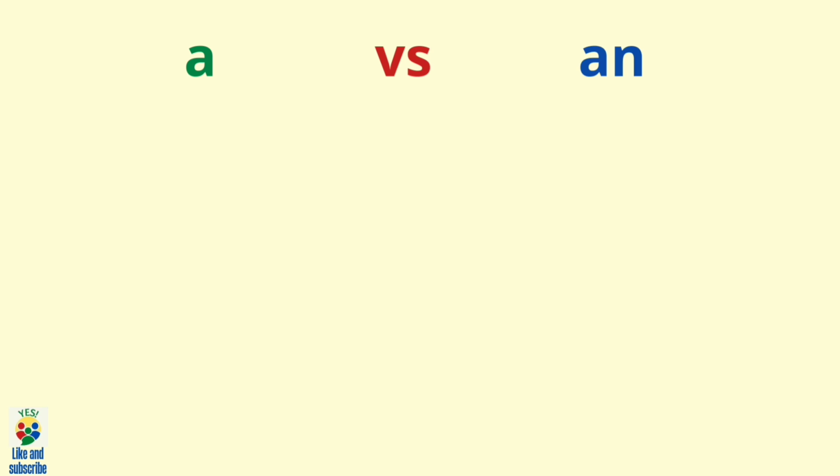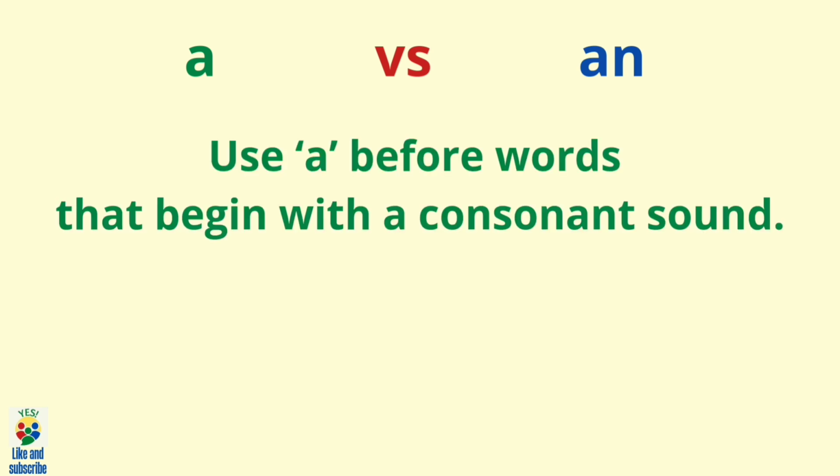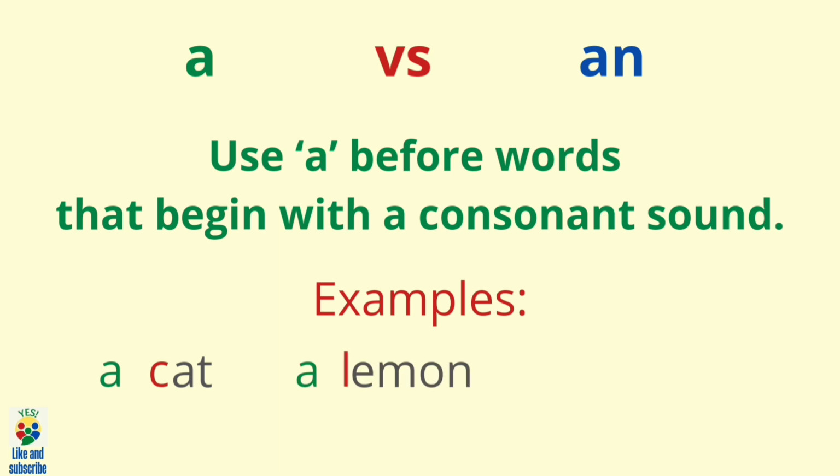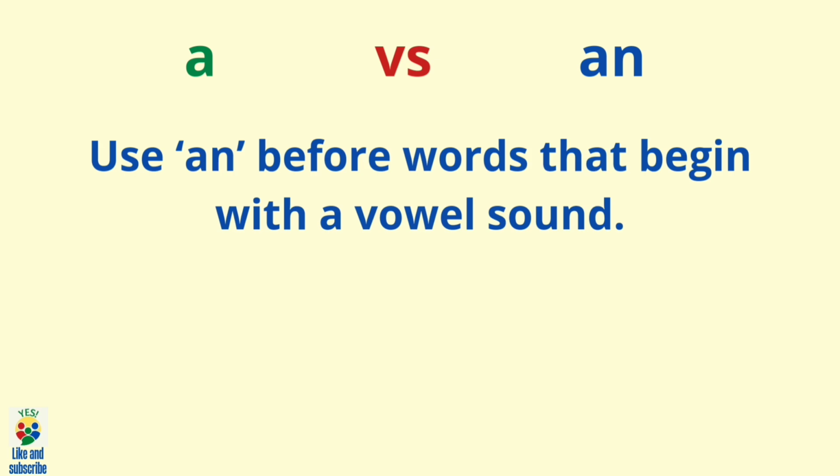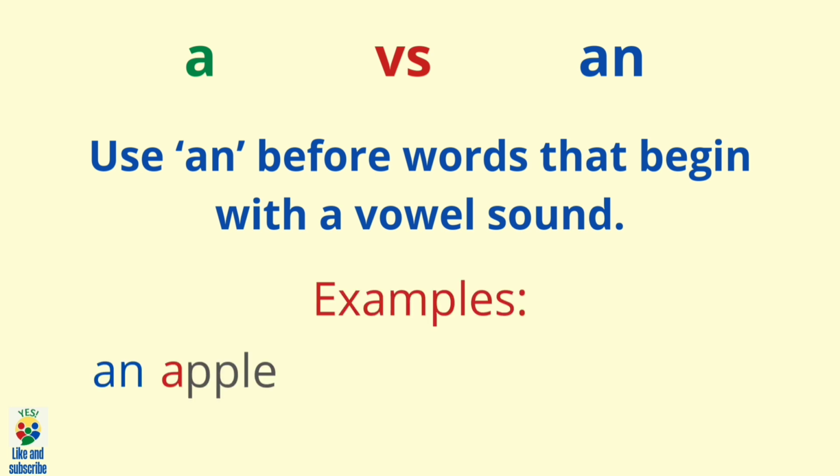A versus AN. Use A before words that begin with a consonant sound. Examples: a cat, a lemon, a doctor. Use AN before words that begin with a vowel sound. Examples: an apple, an eye, an actor.